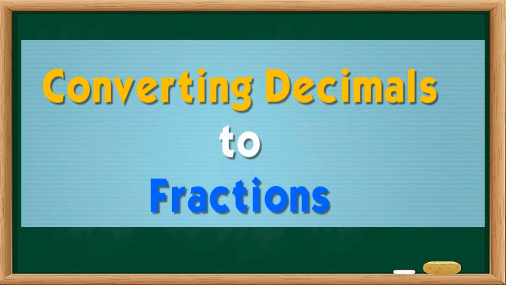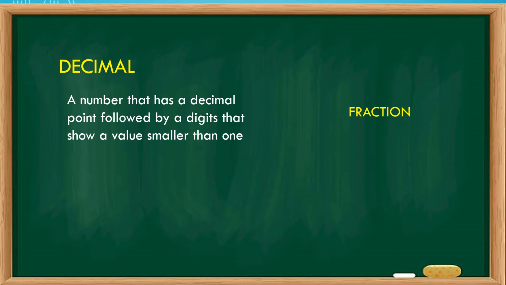In this video, we will be converting decimals to fractions. To convert decimal to fraction, you first must remember what decimals and fractions are. A decimal is a number that has a decimal point followed by digits that show a value smaller than 1, while a fraction is a number that represents a part of a whole.